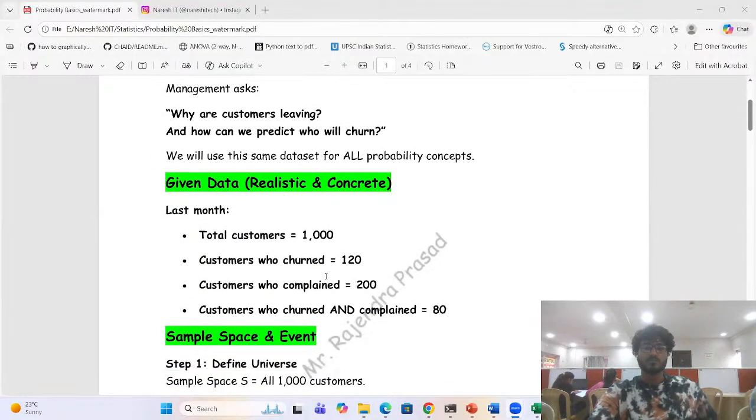It's real, as we see this every day. Last month we observed one particular data set. What is that? Last month, the total number of customers we have is 1,000 customers, like new orders or whatever it is. In that, we have already observed 120 people have already converted.